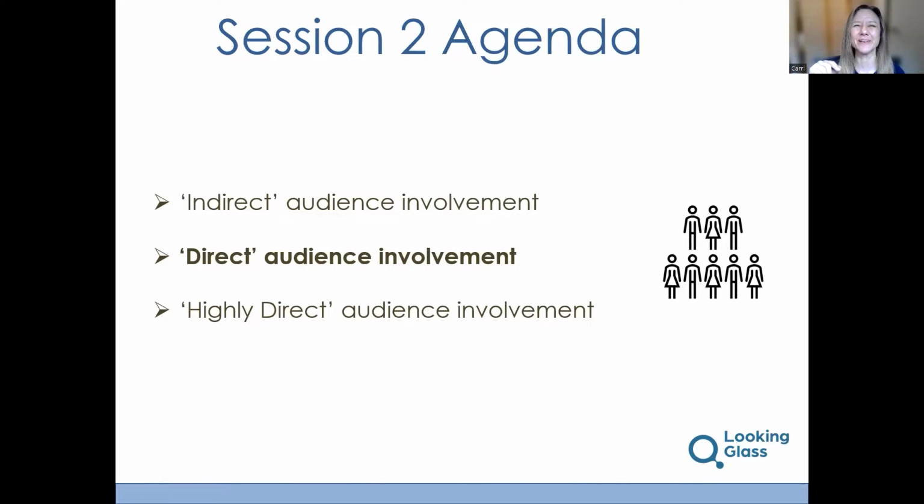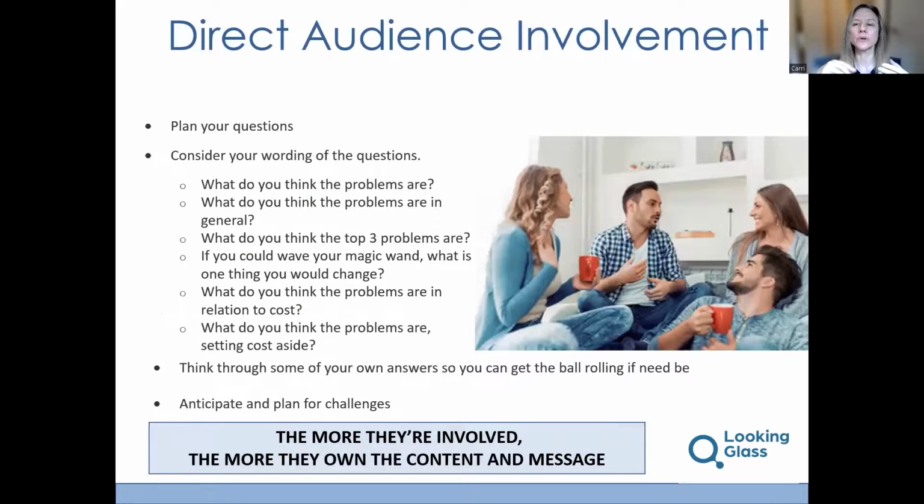This is going to be different from highly direct audience involvement. So direct audience involvement is where we explore, where we might do a brainstorm with the group and get it up on the flip chart or the whiteboard. Yeah, that kind of thing. So what are we considering here? We need to plan this stuff. We need to consider, how do I phrase the question in such a way that it elicits the kind of response that I want? So we've got here a variation on a very simple question, which is, what do you think the problems are?